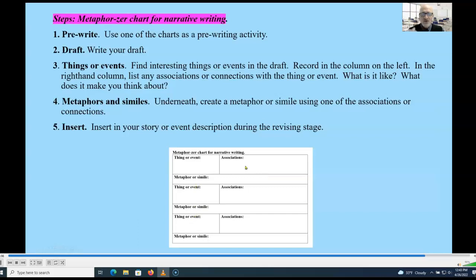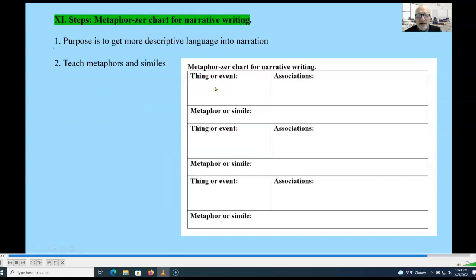And ideas always beget more ideas. As you see them, others begin to pop up. Underneath, create a metaphor for that thing or event, and then insert it in your story during the revision stage. That is the metaphorser.